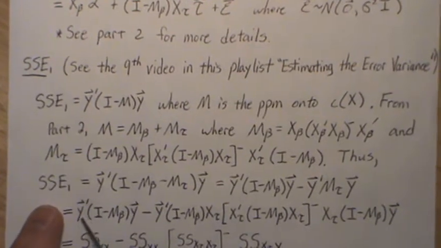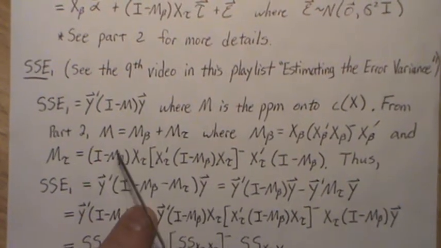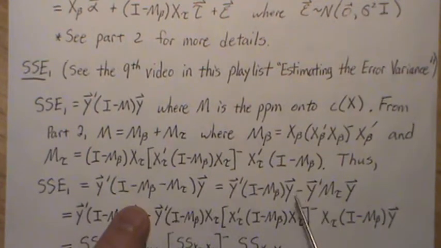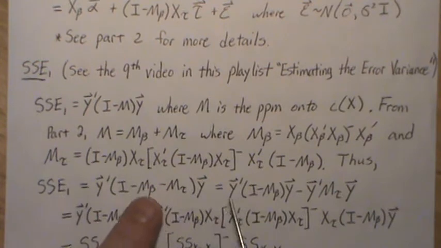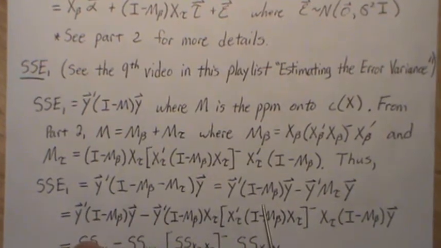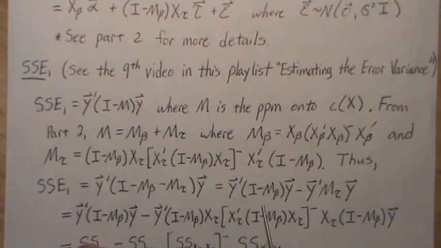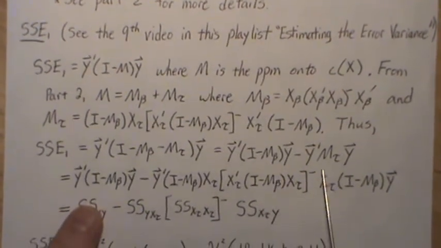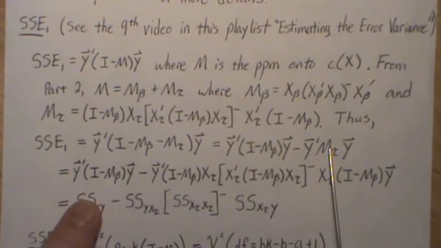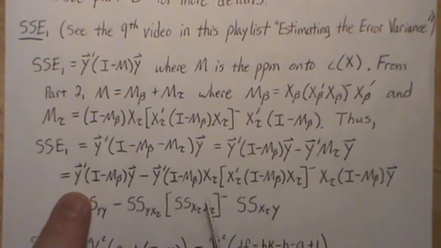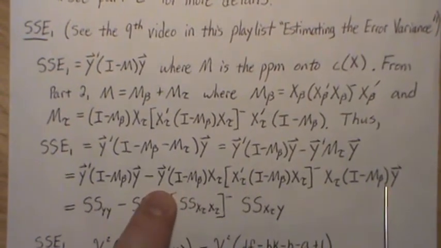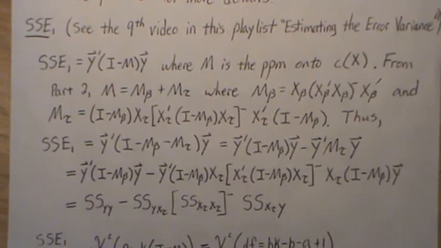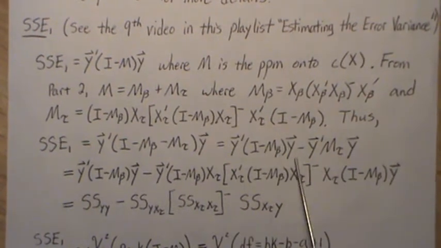So thus, for the sum of squared error, we can replace m with m beta plus m tau, which is what this is. And then we distribute the y's into each of those. And then we just fill in what m tau is. So this carries down exactly, and then m tau is this long expression right here. Okay, now the reason I write it in that long expression, you'd think, well, just keep it like this.